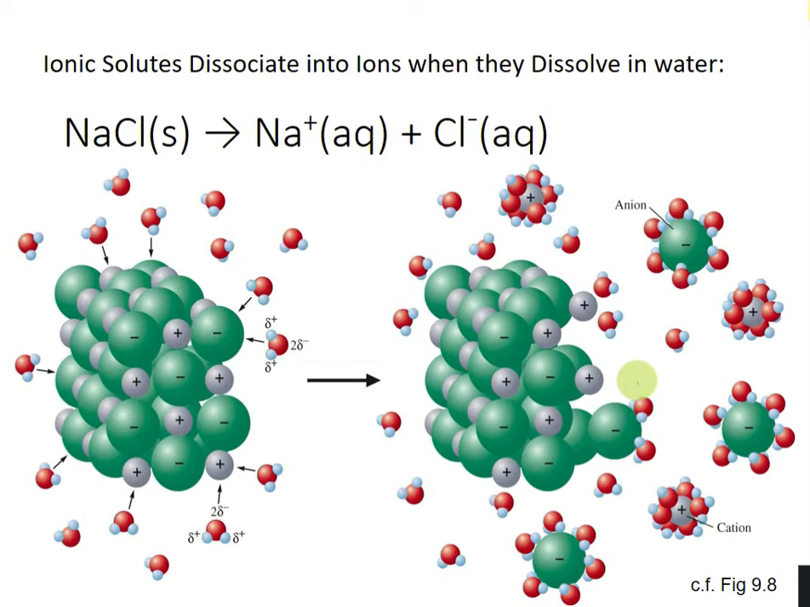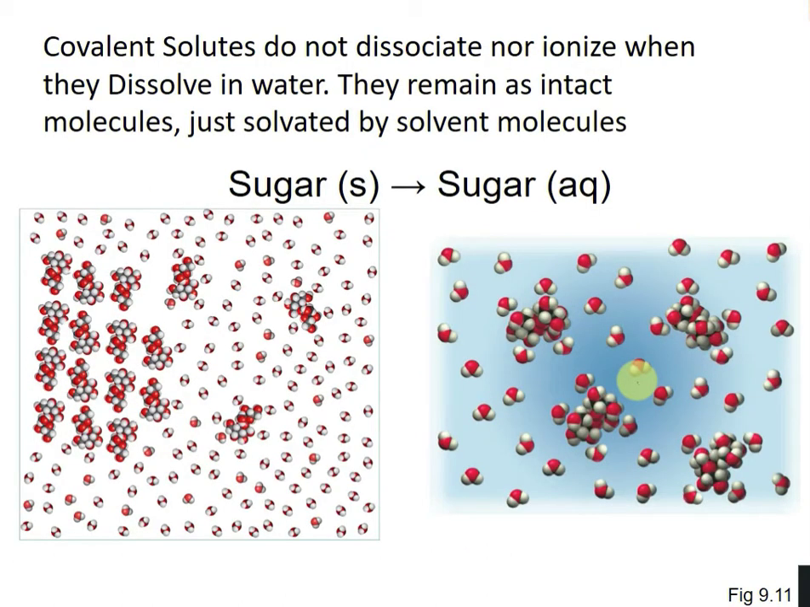This is a major thing that you're going to be doing with your net ionic equations. It's going to be involved in a whole lot of equations coming up in 122. Covalent solutes don't dissociate or ionize when they dissolve in water. They remain as intact molecules, but they're surrounded by solvent molecules. We might say they're solvated. We do say that they're dissolved. They're not dissociated. Here I see these are like sugar molecules, and these are water molecules. Over here the sugar molecules are surrounded by water molecules, but they're still intact. They didn't break up like the ionic ones did.